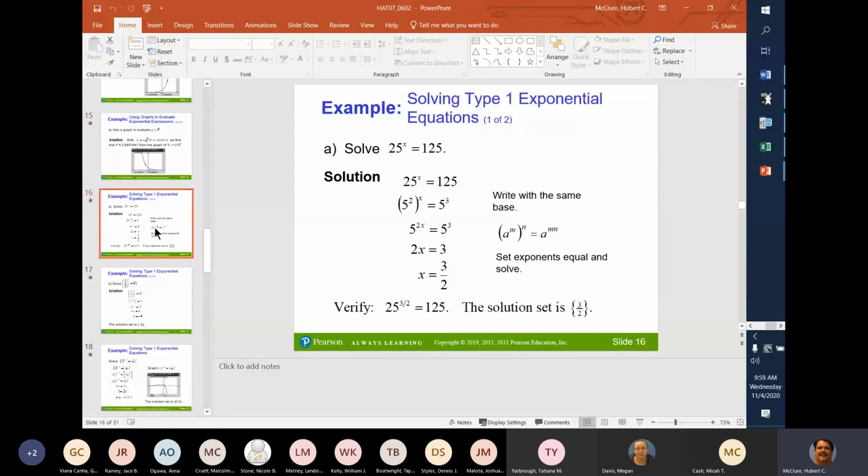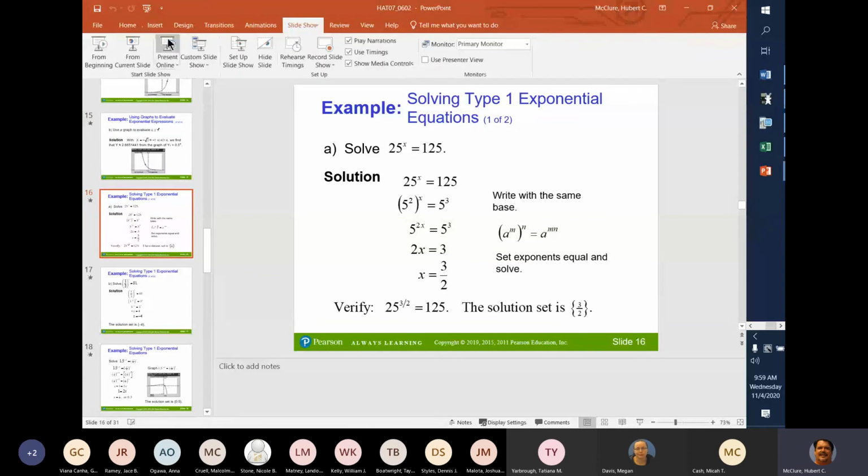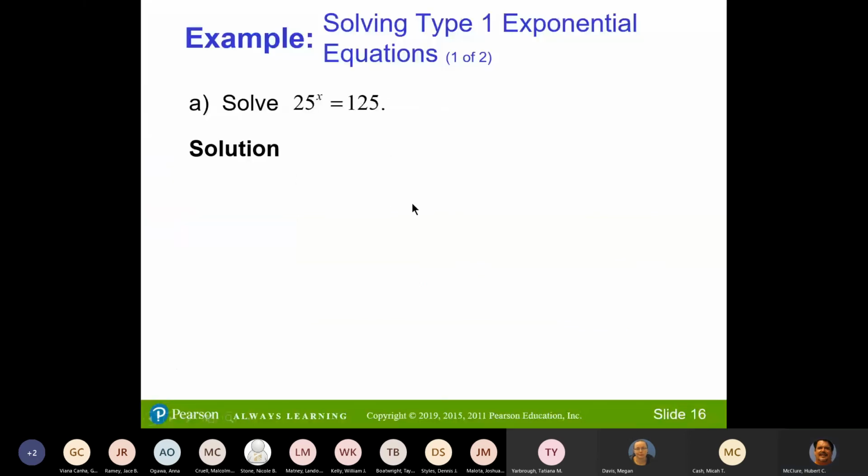Write this one down. This is a test question, and it's also a test question on a standardized test. This one's very important. And I've got to shut down after this one probably. Yes, class is over at 10, and some of y'all are going to convulse. So 25 to the x power is equal to 125.